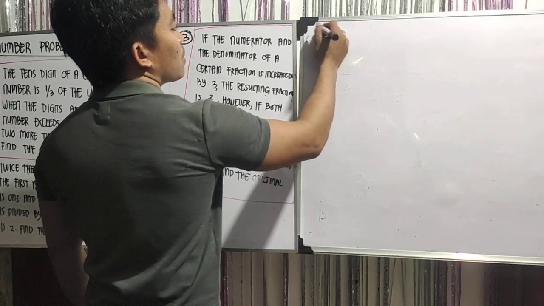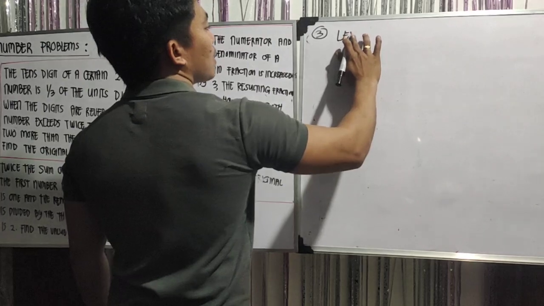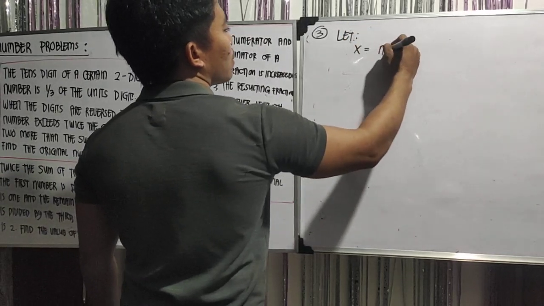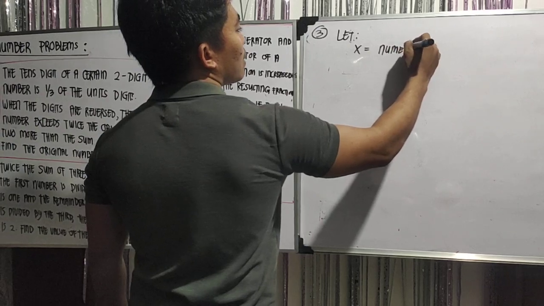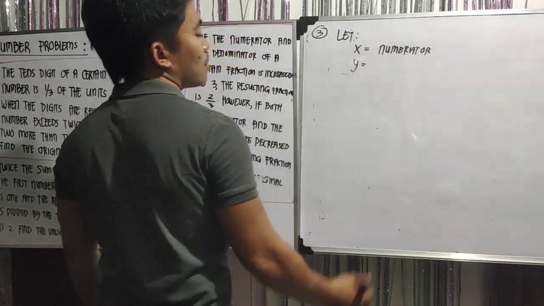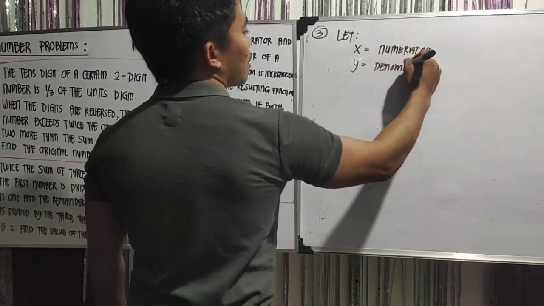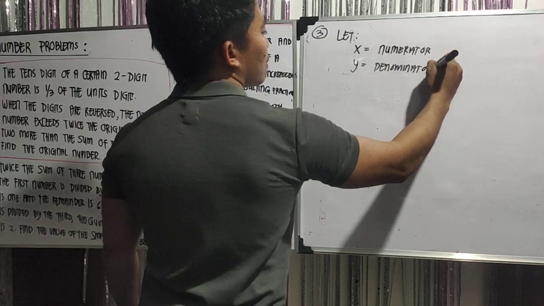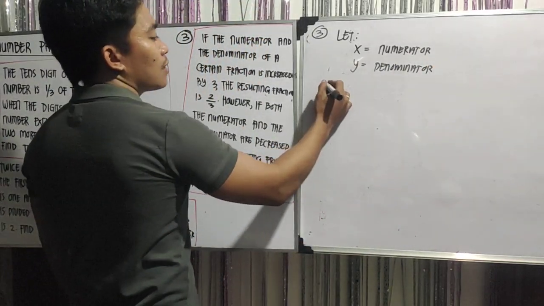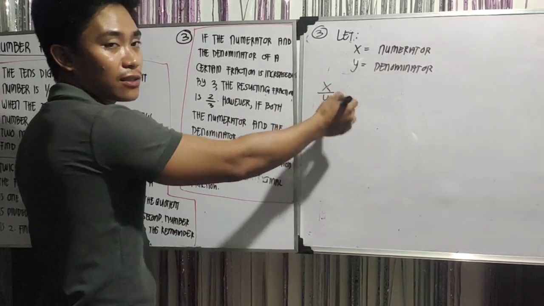So number 3, yung gawin mo, let x be the numerator. Okay? Let y be the denominator. Now, anong gagawin? Yung fraction mo is simply x over y. Okay? This is the original fraction.